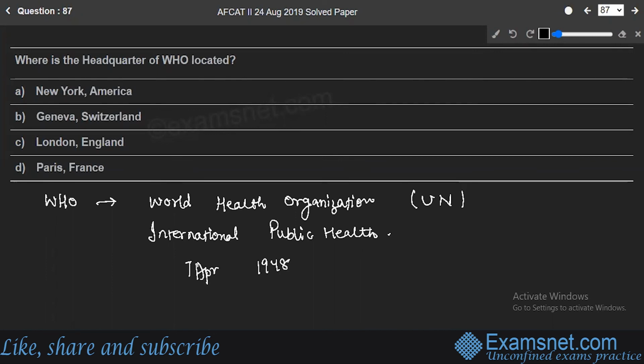The body, which is part of the UN Development Group, was established 70 years ago on 7 April 1948. So it has its headquarters in Geneva, Switzerland. This is the correct answer. I hope this information will be useful for you for the WHO. Correct answer is option B, Geneva, Switzerland.